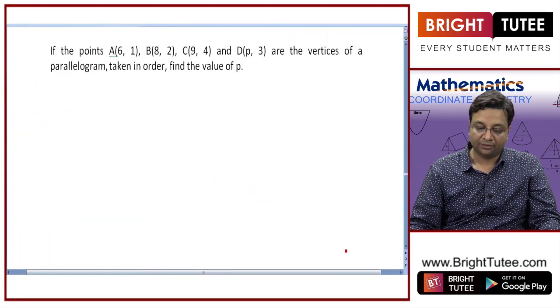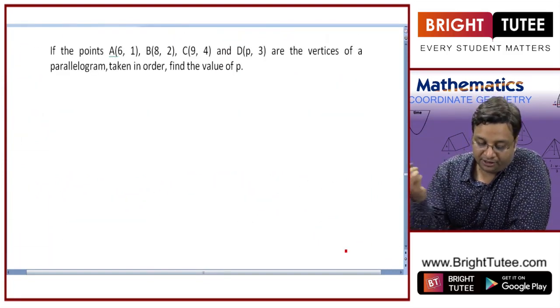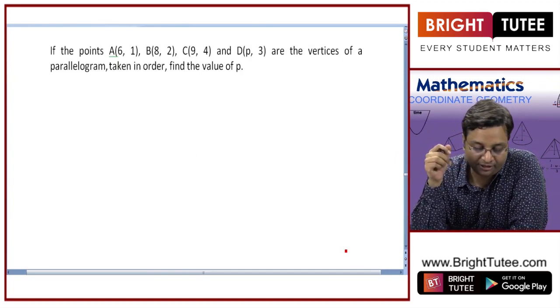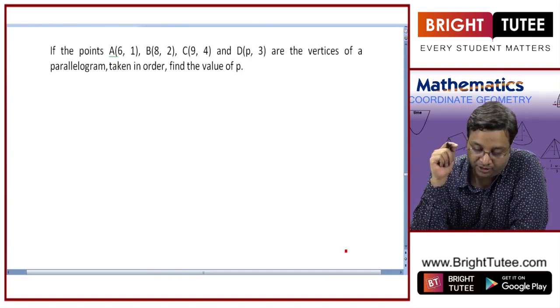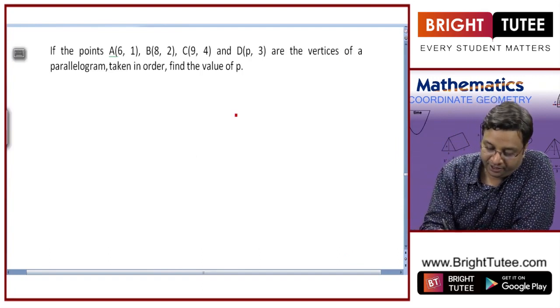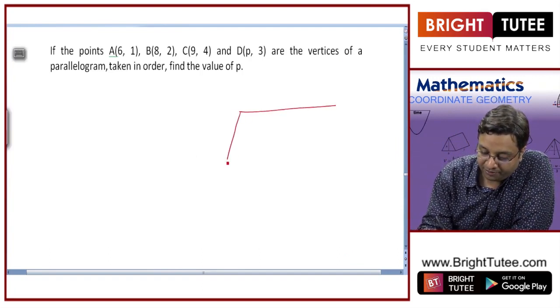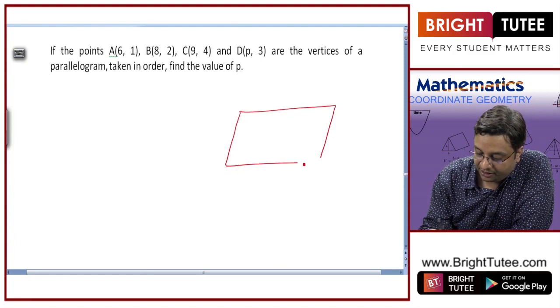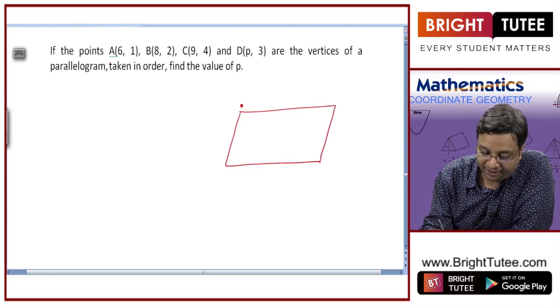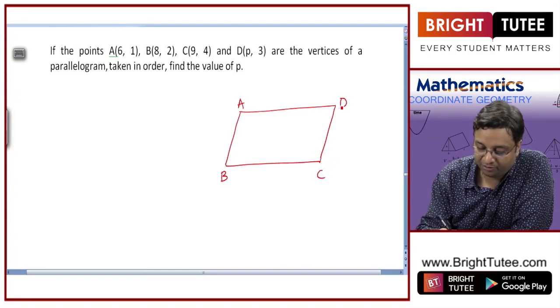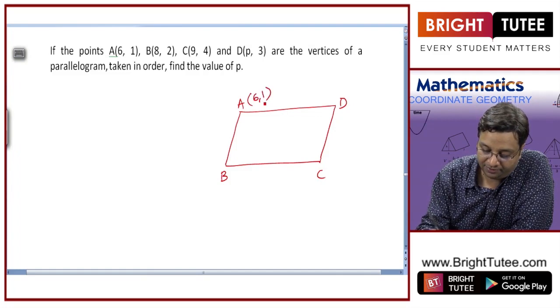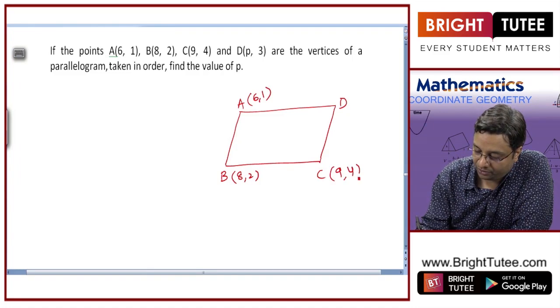Let's move to the next question then. If the points A, B, C and D are the vertices of a parallelogram taken in order, find the value of P. There is a property in a parallelogram that the diagonals of the parallelogram bisect each other. A, B, C, D. You need to take these points in this order only. So A is 6, 1, B is 8, 2, C is 9, 4, D is P comma 3.